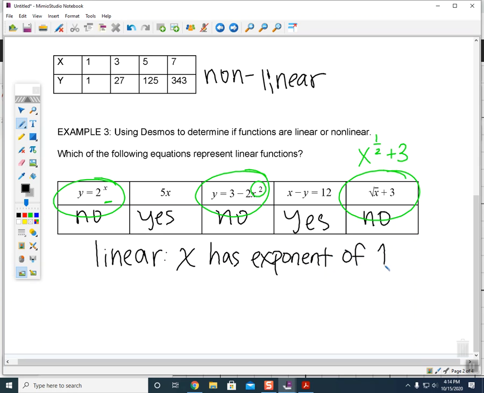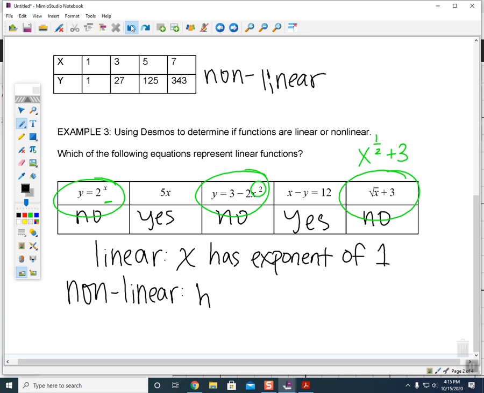And I'm using x, but I mean my independent variable, right? So whatever might be in the place of x. I might not always use x, but my x is going to have an exponent of 1. It will be linear. A nonlinear function, then, if it's not linear, x has an exponent of something that's not 1, right?